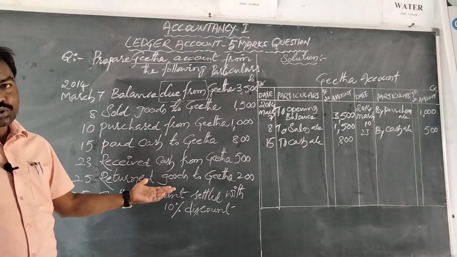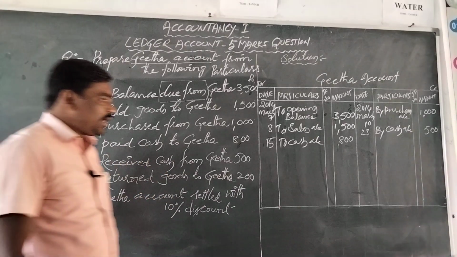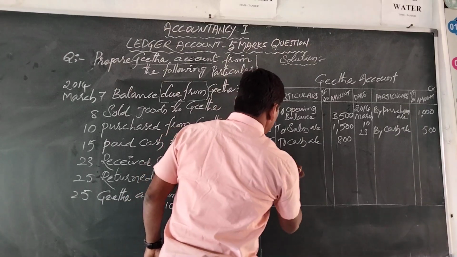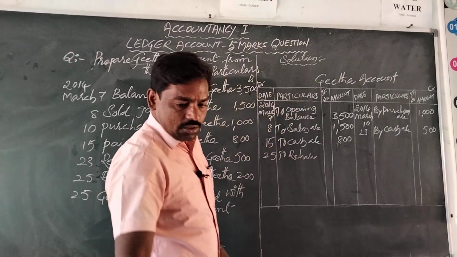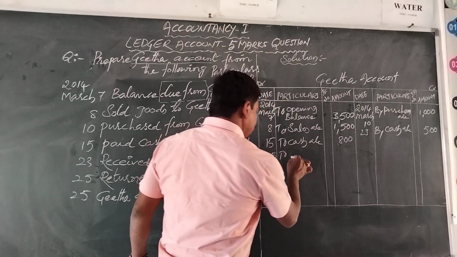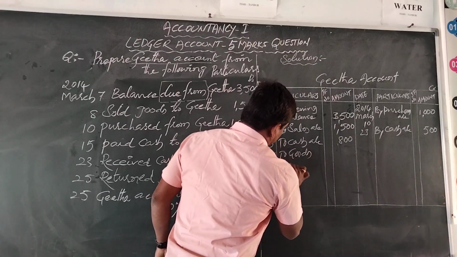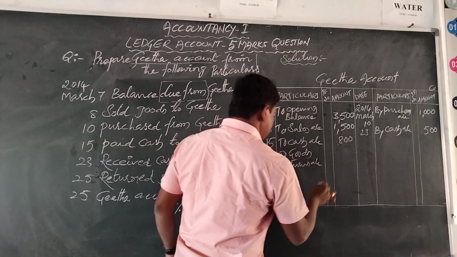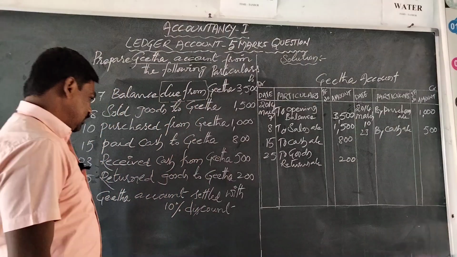Here you can write return goods account, or purchase returns goods account. Both are accepted. Date 25th, to goods returns account or purchase returns account. Both are accepted. Amount of rupees 200. Okay, sir. Here come to the next one.